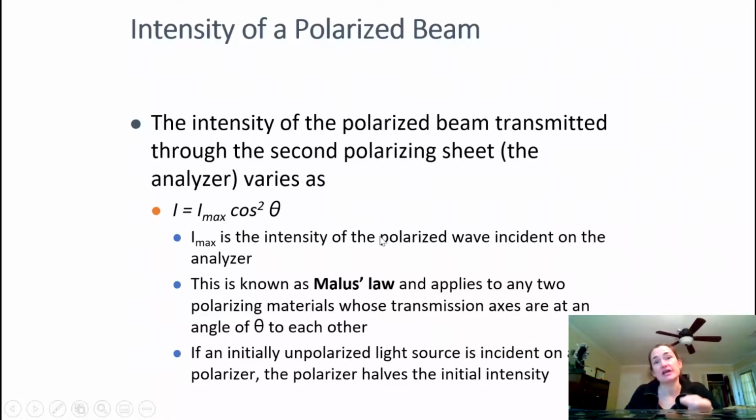Now, if you have an initially unpolarized light source, the law of Malus is written for light that's already polarized before it enters the polarizer. But if you have unpolarized light, then you can do an average of that, and you can show that the polarizer is going to halve the initial intensity of the light that enters it. So when you pass your light through your first polarizer, its intensity drops by half, and then after that, the law of Malus is obeyed if you pass it through subsequent polarizers.